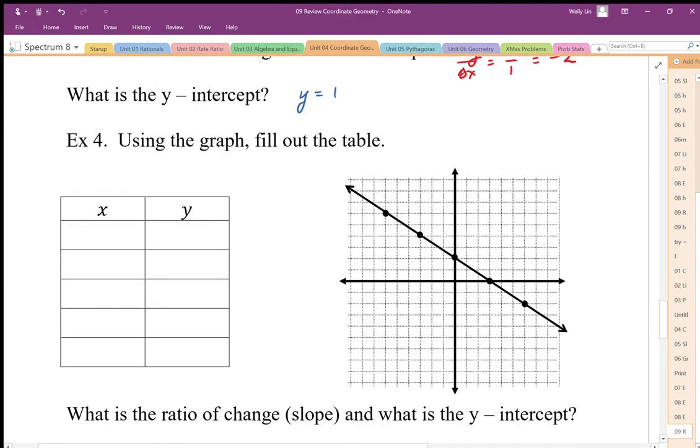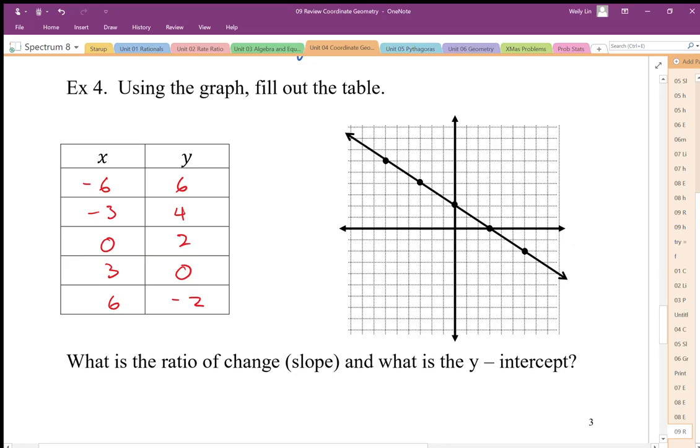So here I could fill out the table from the graph. Remember that equations, tables, and graphs are all related. So if I start with a graph, I can fill out my table. Okay, so I have -6, +6. -3, +4. 0, 2. 3, 0. 6, -2.